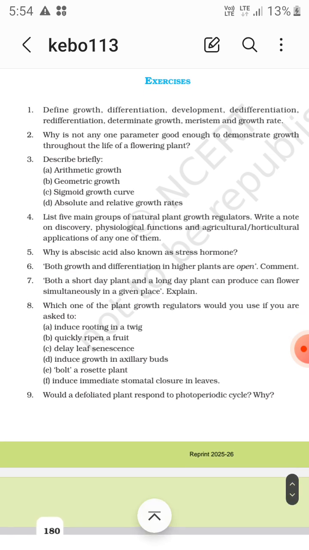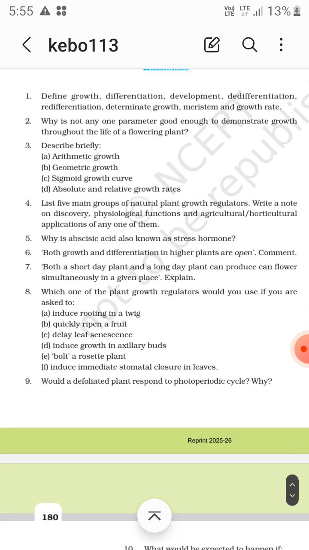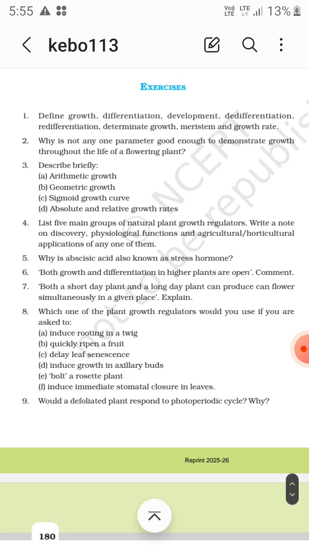Why is not any one parameter good enough to demonstrate growth throughout the life of a flowering plant, right?